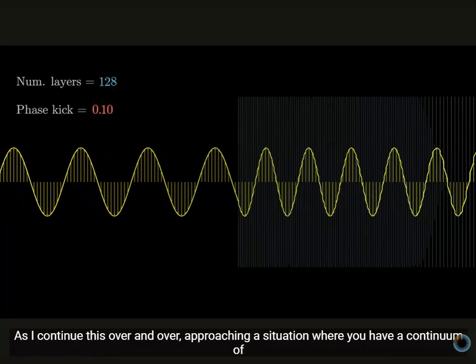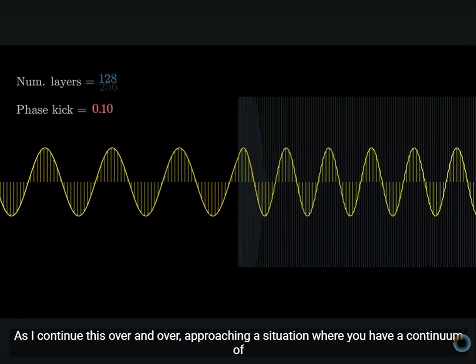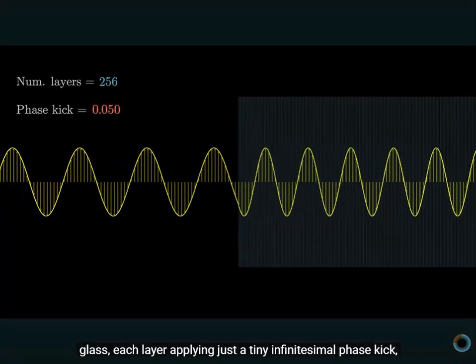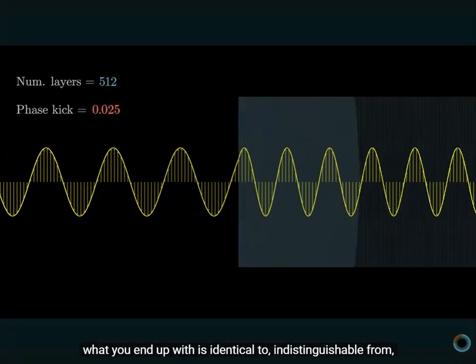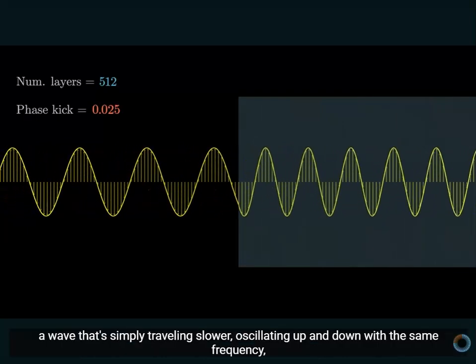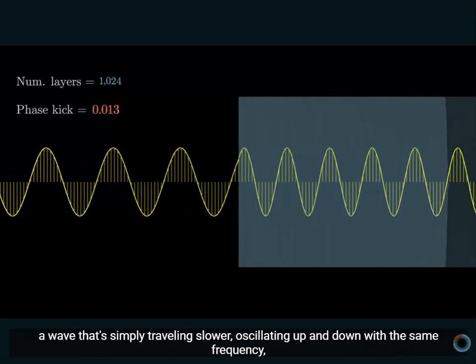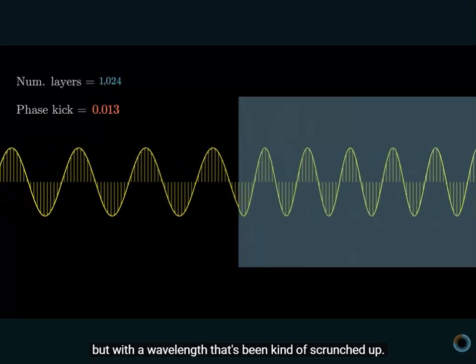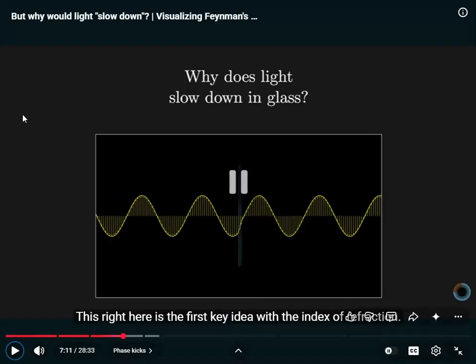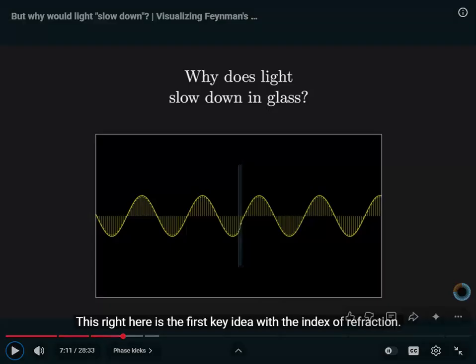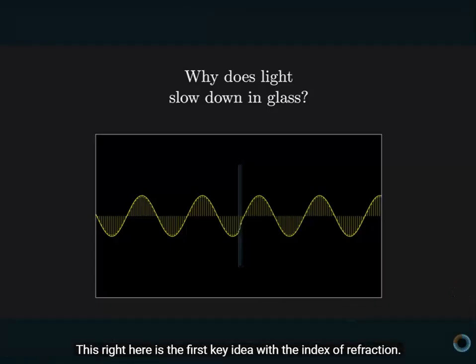As I continue this over and over, approaching a situation where you have a continuum of glass, each layer applying just a tiny infinitesimal phase kick, what you end up with is identical to, indistinguishable from, a wave that's simply traveling slower, oscillating up and down with the same frequency, but with a wavelength that's been scrunched up. So this changes the question to be, okay, so why does it phase kick then, right?